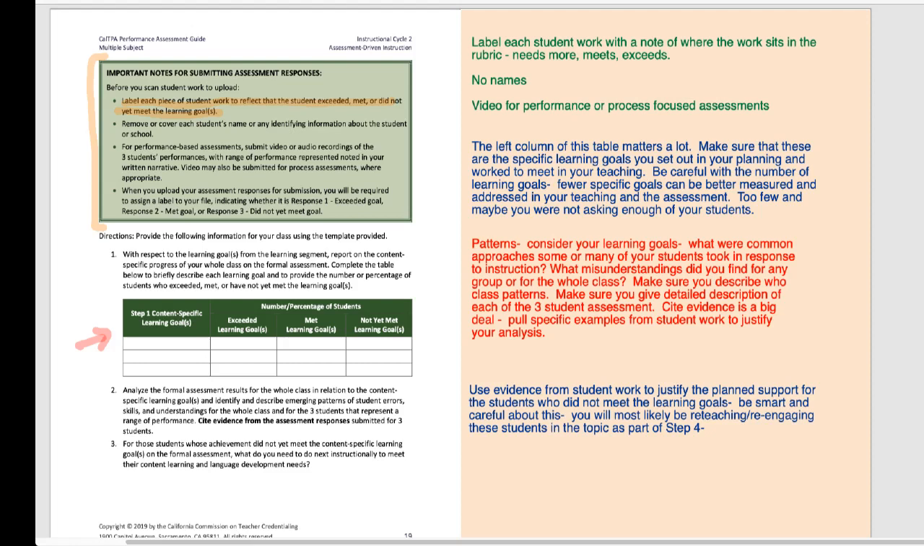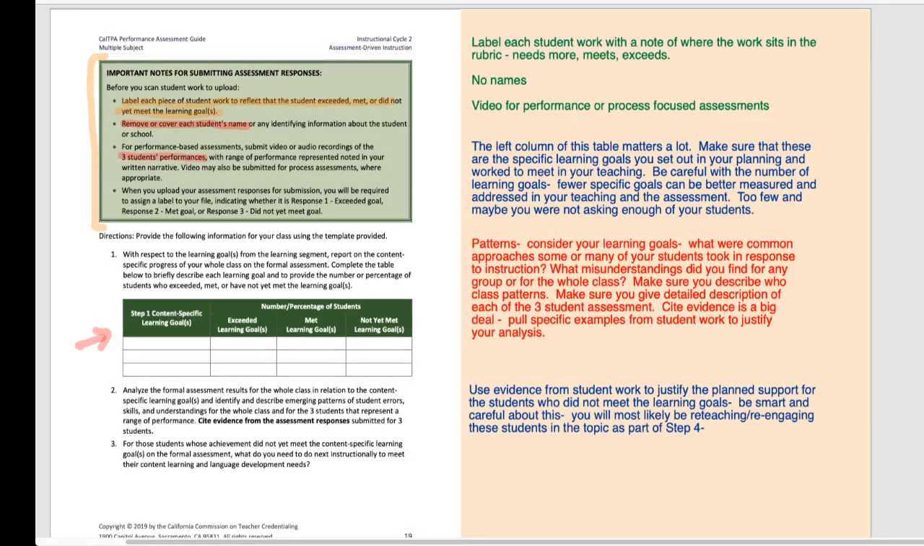So plainly label at the top, however you want to do that, that the student met, exceeded, or did not yet meet the learning goal. The next piece is remove or cover each student's name. And the next piece is all about performance-based assessments. Submit the video or audio recordings of the 3 students' performances.